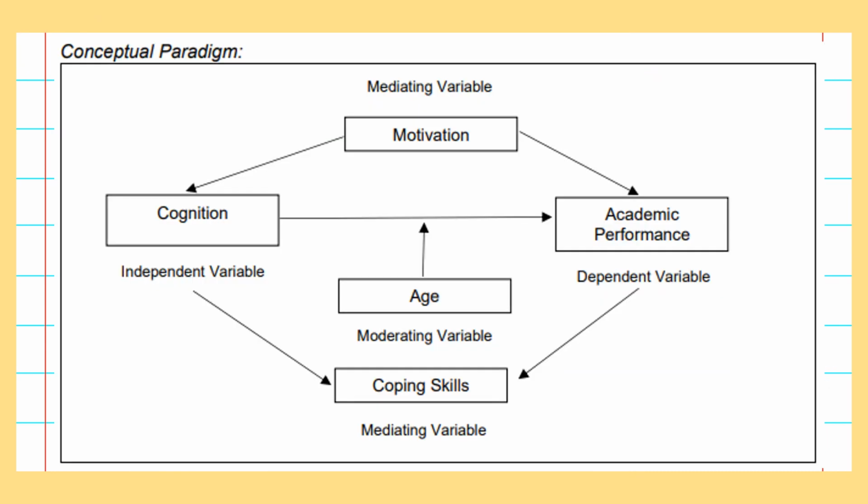Just a quick explanation. In this conceptual paradigm, we have the independent variable, the dependent variable, the moderating variable, and the mediating variable. The independent variable is the presumed cause of the research problem. It is the reason for any change or difference in the dependent variable. Keep in mind that the dependent variable is the presumed effect of the research problem. It is usually the problem itself or the element that is being questioned.